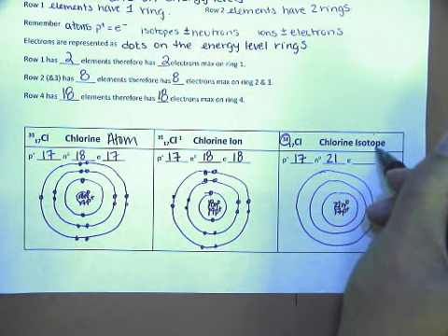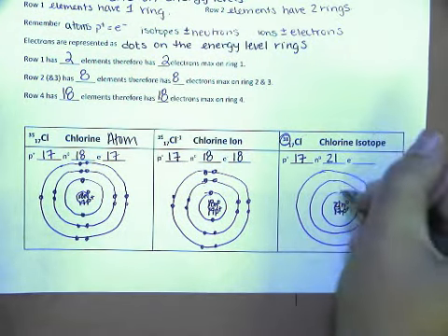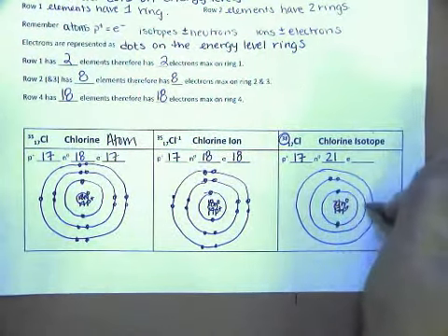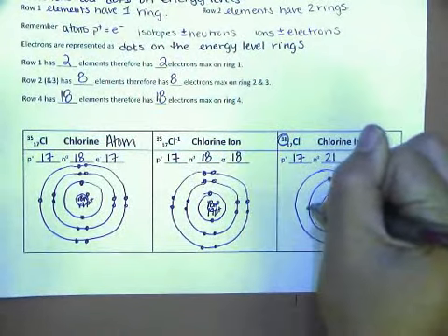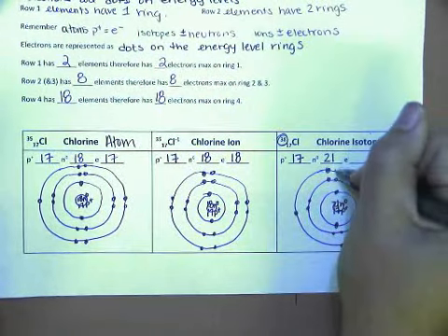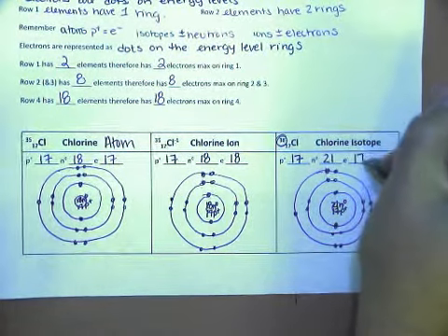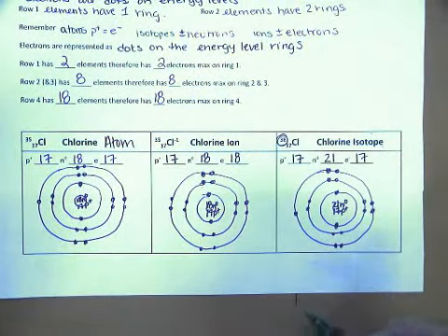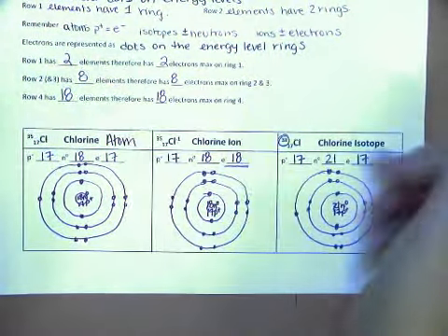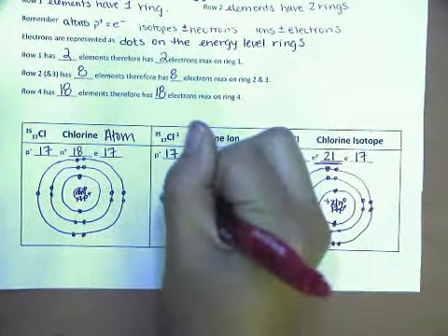My electrons for my isotope, I notice no charge. That means my electrons still equal my number of protons. So my electrons look just like my atom. 2 on the first ring, 8 on my second ring, and then 7 on my outermost ring. So we can easily see the difference in our isotope, ion, and atom by looking at what changes. On my ion, my electrons change. On my isotope, my neutrons change, which I can see here and here.